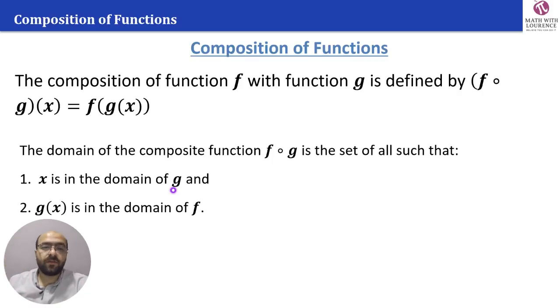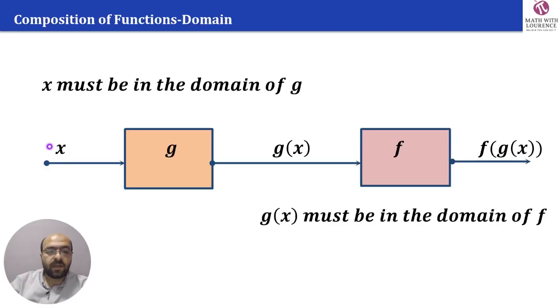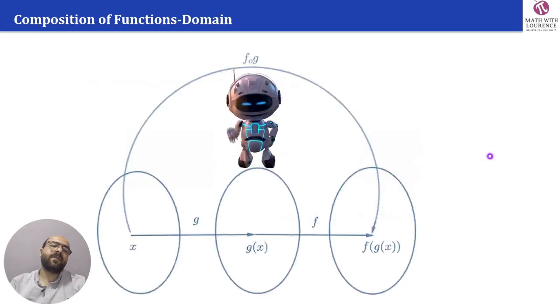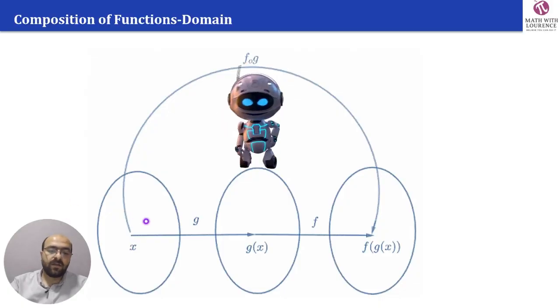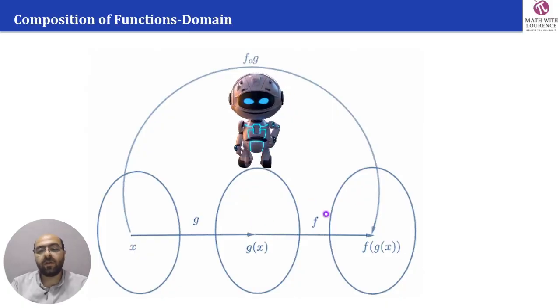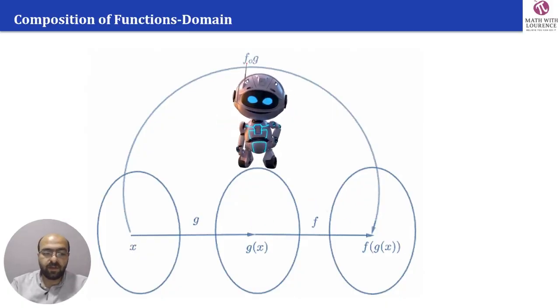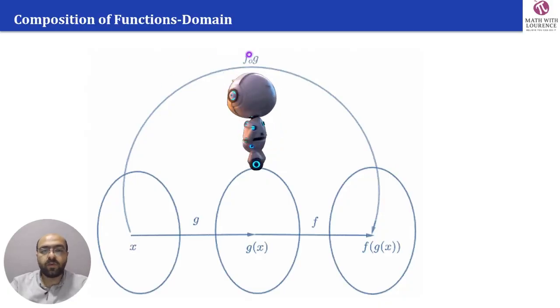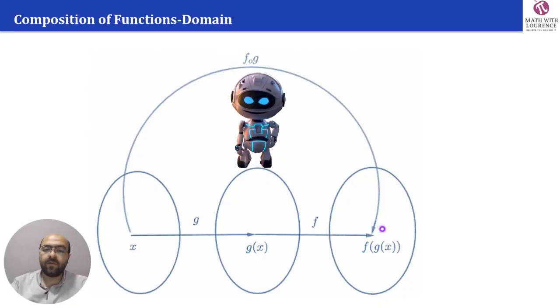Let's see what that means. That means x must be inside the domain of g, so I will get g of x, and g of x inside f, I will get f of g of x. Okay? Mr. Explain more. Okay, another way: x inside g, I will get g of x. g of x inside f, I will get f of g of x. That means this is x. When I composite, I will get f of g of x.